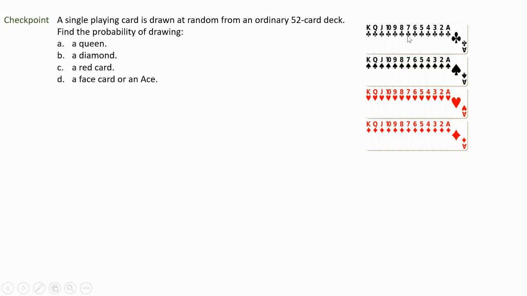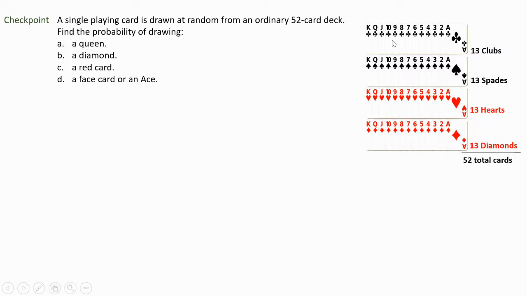Then you have a 2, 3, 4, 5, 6, 7, 8, 9, 10, and then you have a jack, a queen, and a king. If you notice, there are 13 cards of each: 13 clubs, 13 spades, 13 hearts, and 13 diamonds. That's where the 52 total cards come from, because if we add 13 plus 13 plus 13 plus 13, it gives us 52.